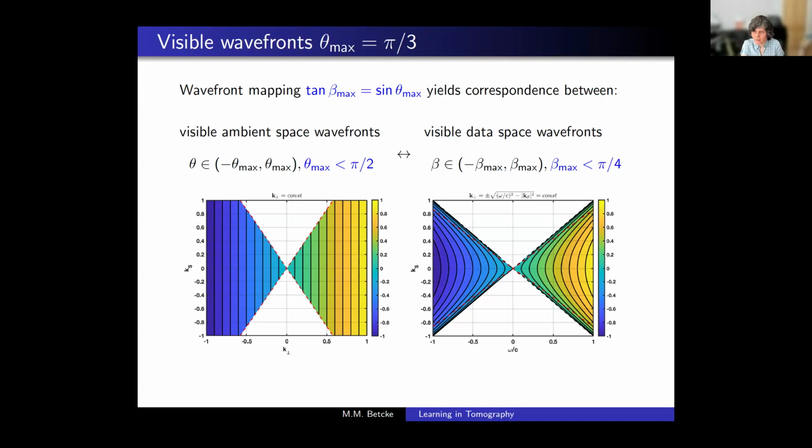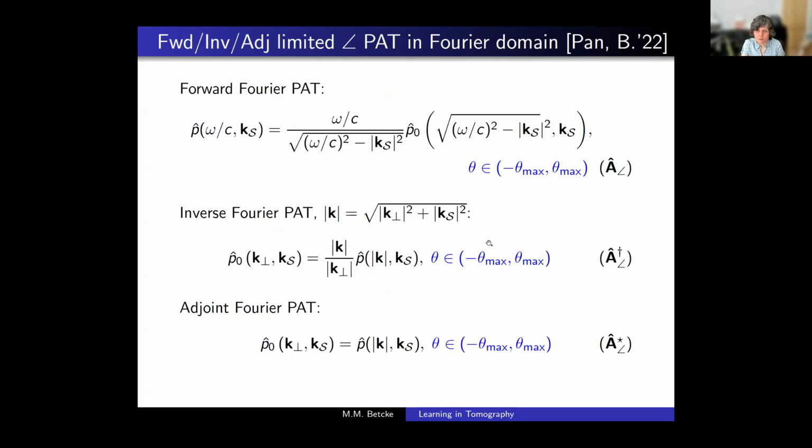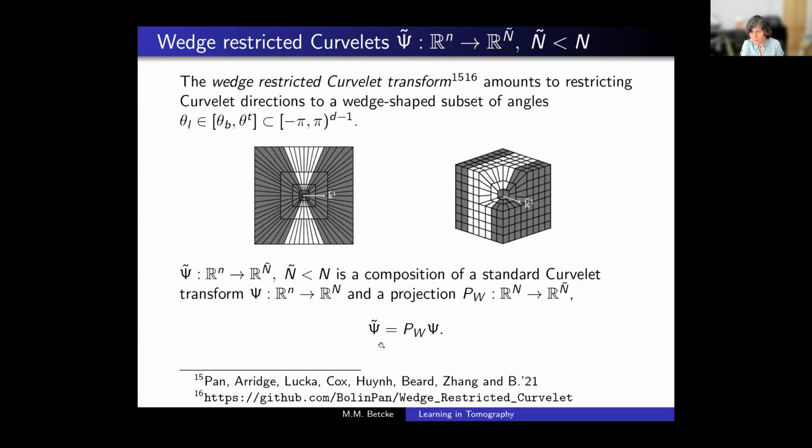So actually it means that I can use the Fourier forward operator, modulo the periodic boundary conditions. I can use that as a forward operator for photoacoustic tomography under the restriction of the visibility angles. So I can formally derive the whole suite of those forward, inverse, and adjoint operators on the Fourier domain. And I can implement them as well.